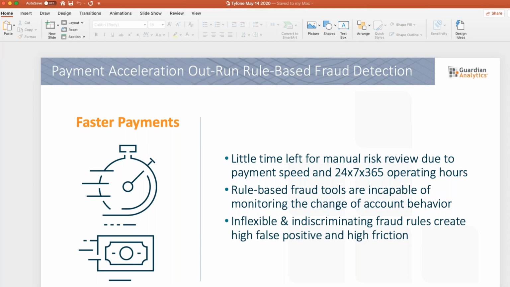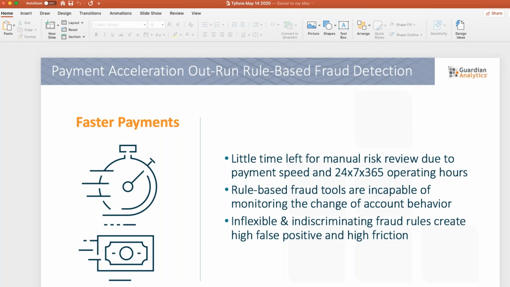The rule-based fraud tools are incapable of monitoring the change of account behavior. So, for example, today we're in this pandemic situation where there's a lot of changes on both the consumer and the corporate side. A lot of what we're seeing in our customer data is the adoption of mobile and digital banking tools by consumers, and the FIs also need to readjust how they shelter in place in terms of their operation.